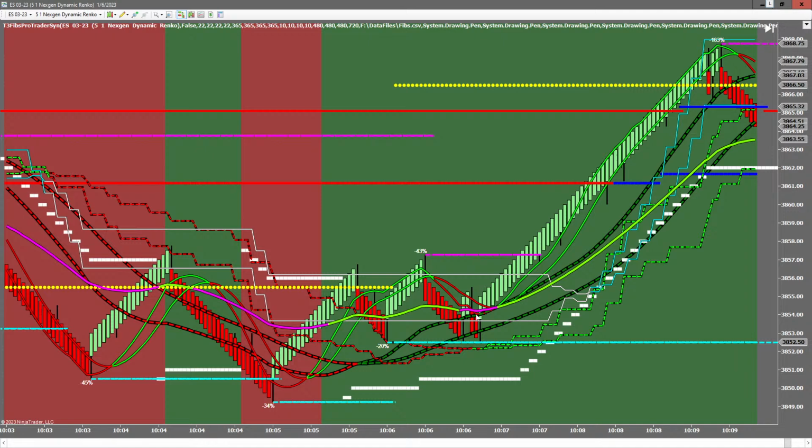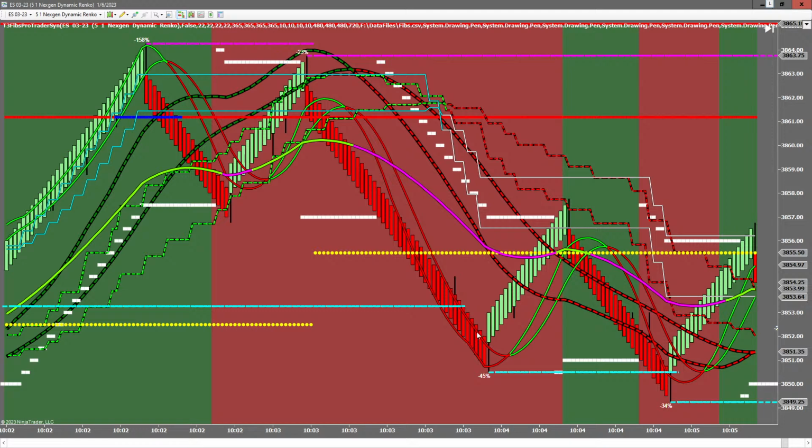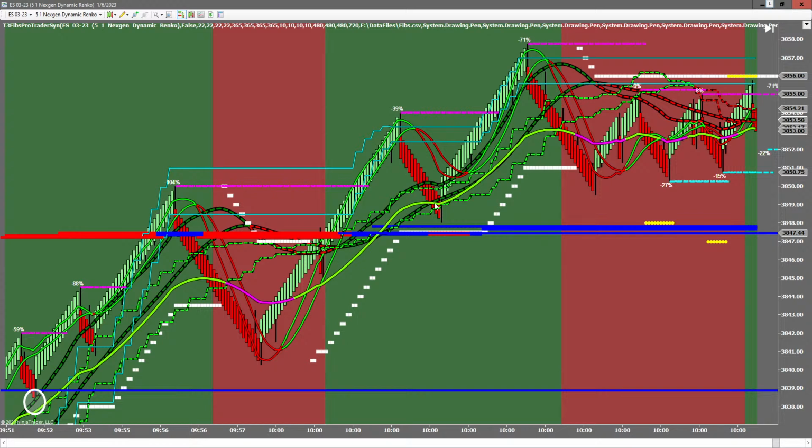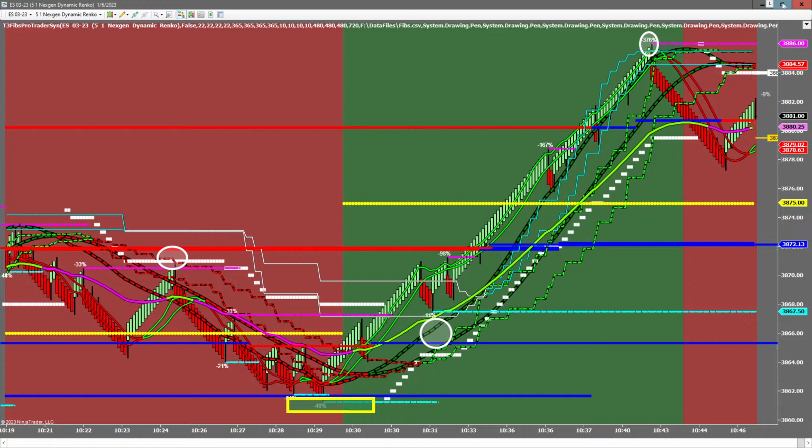Inside at least, very easy. Once they get below, easier short. I have found that trend trades on the wrong side of those triggers have a tendency to get run over. And not every time, but a lot of times. You guys are going to have to go research that.